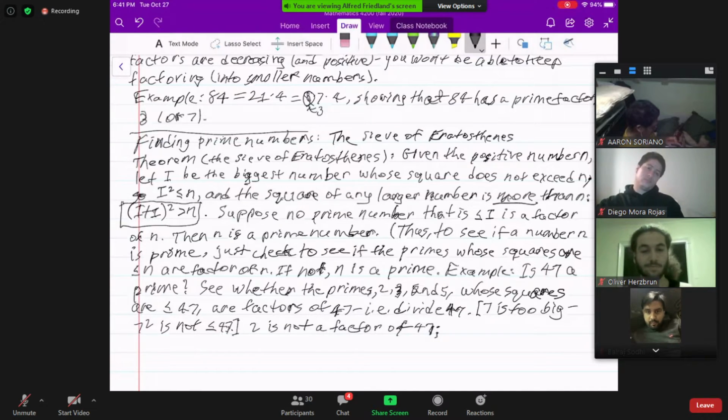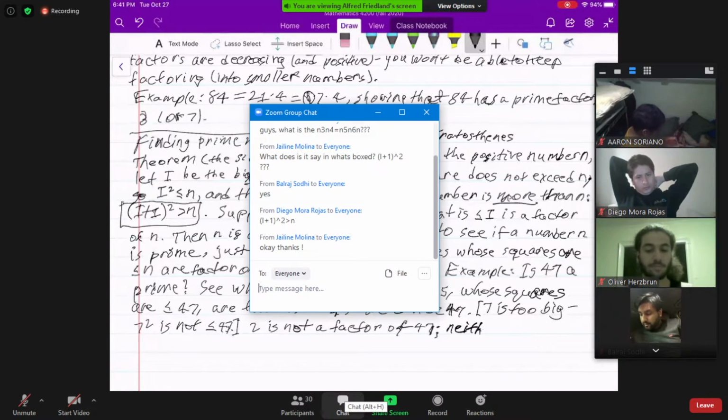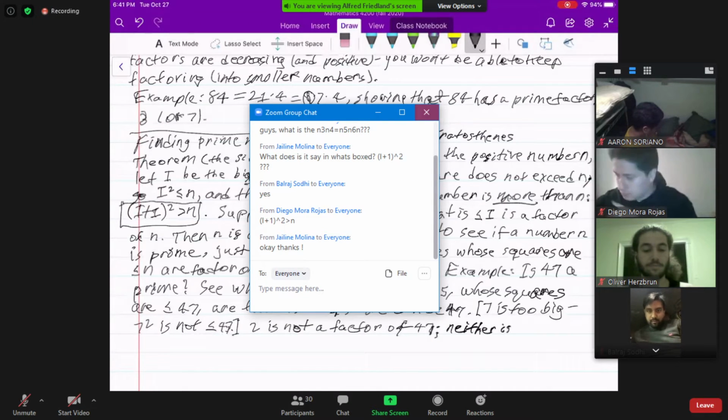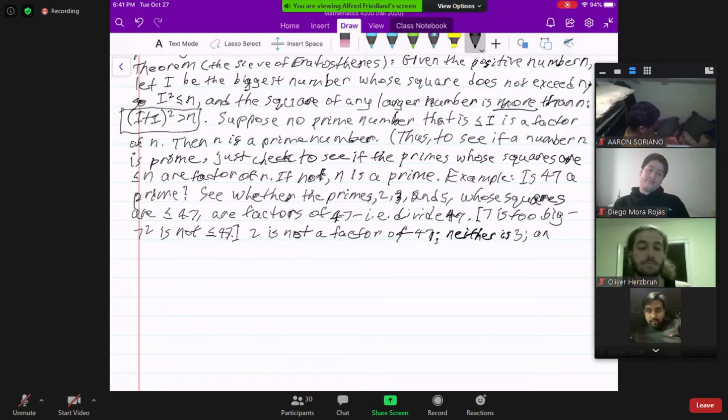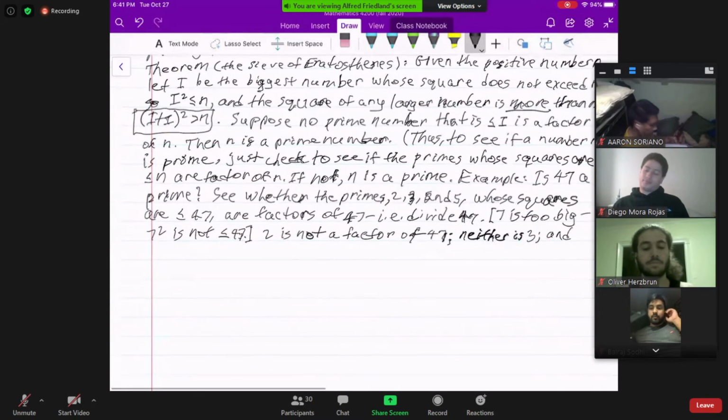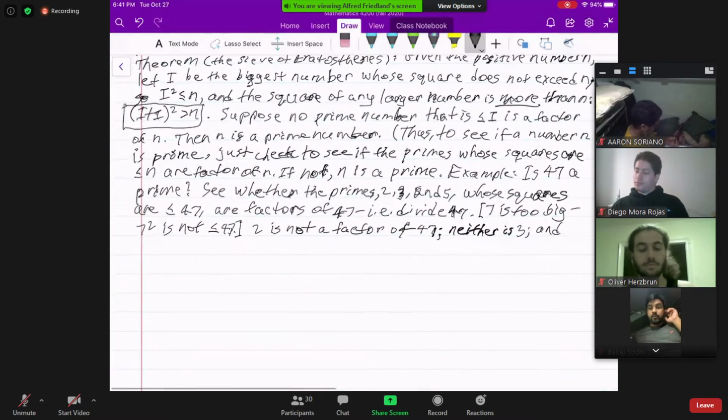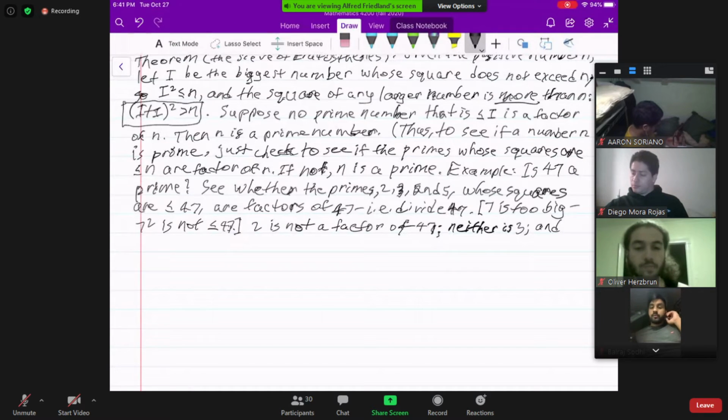Semicolon. And you can quickly see that neither is 3. 3 times 16 is 48, so 48 is divisible by 3, 47 isn't. And five isn't a factor of it. It doesn't divide 47. It's not a factor of 47.